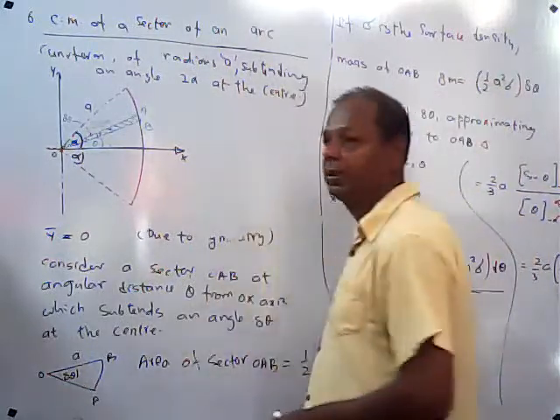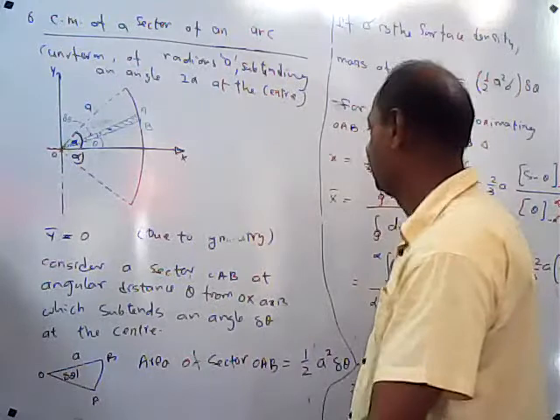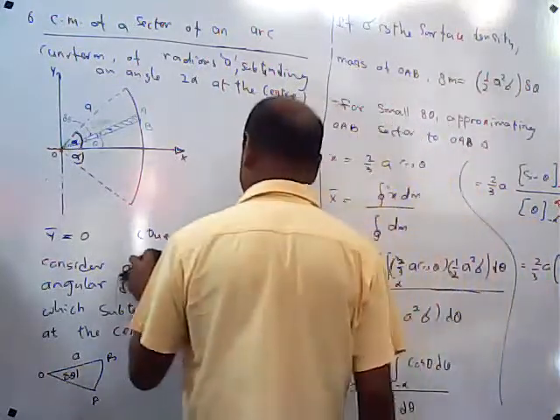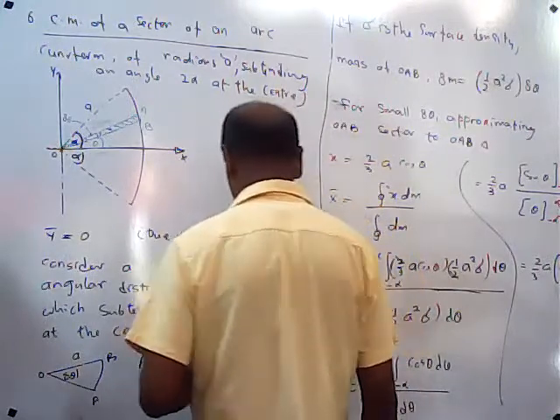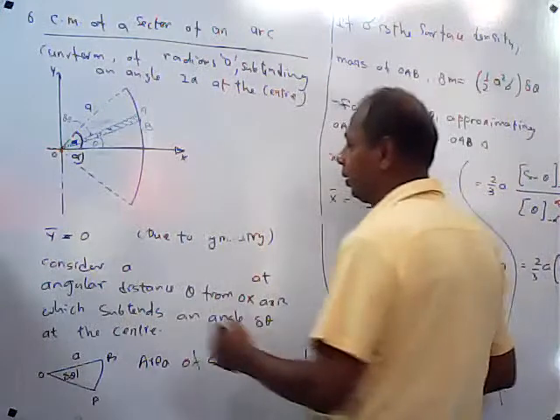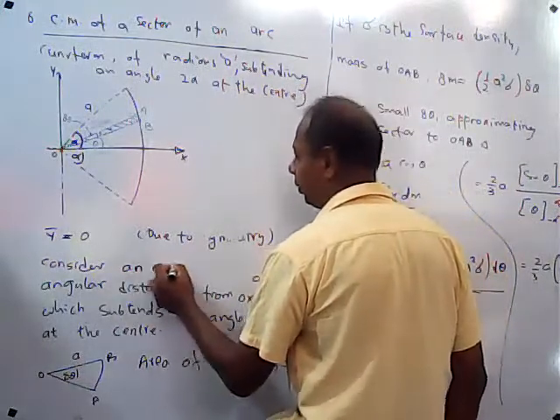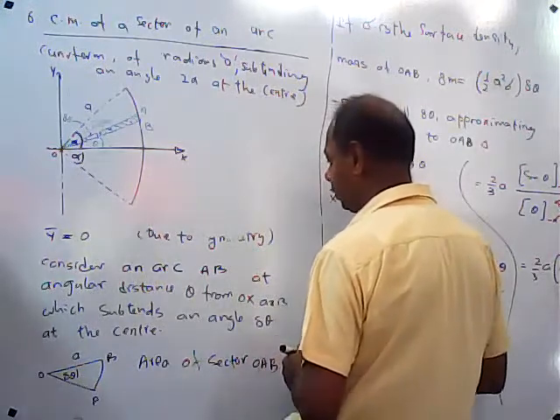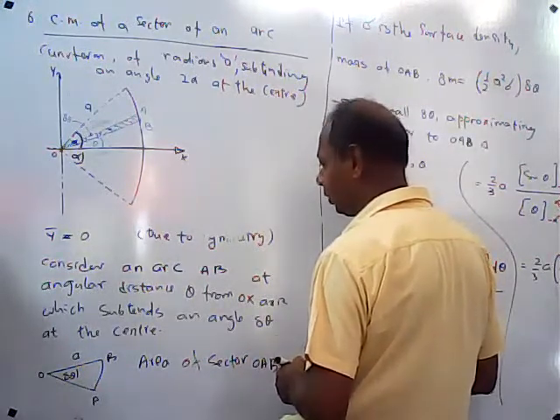This time you consider not a sector. This time you consider an arc AB at angular distance theta from the OS axis, which subtends an angle delta theta.